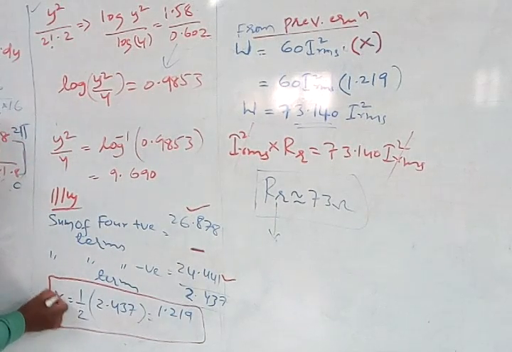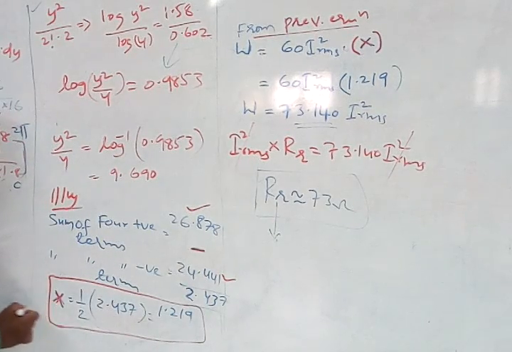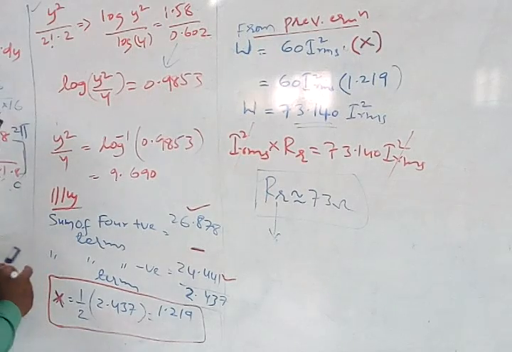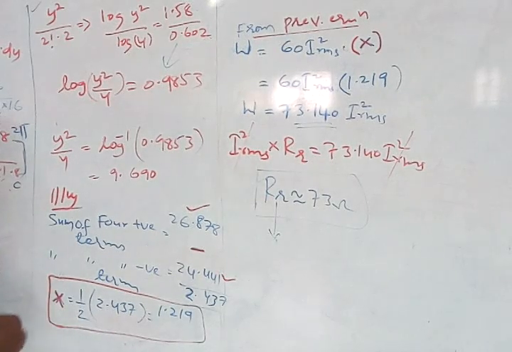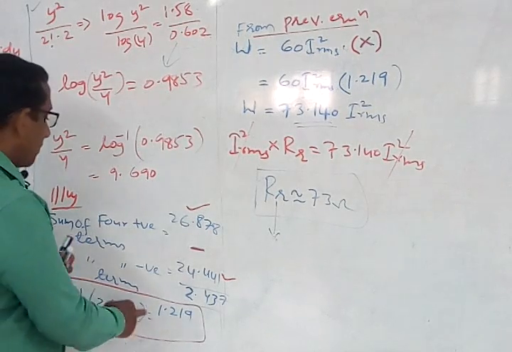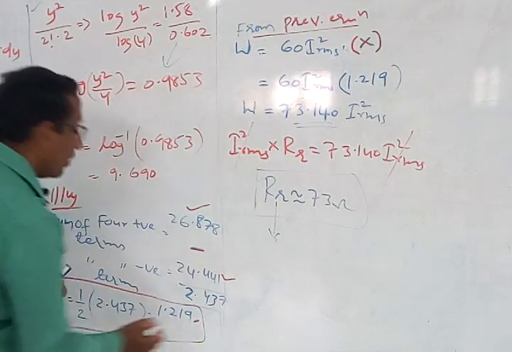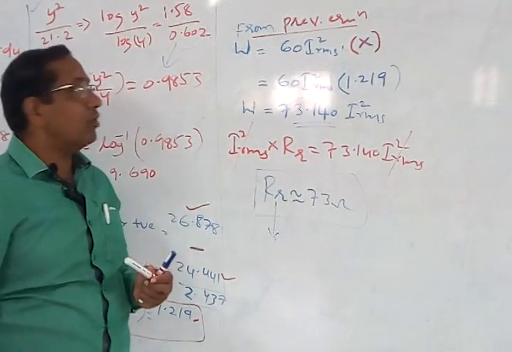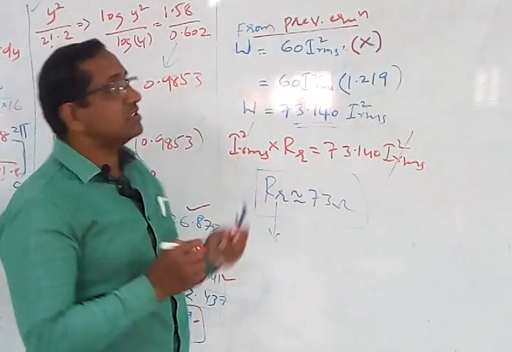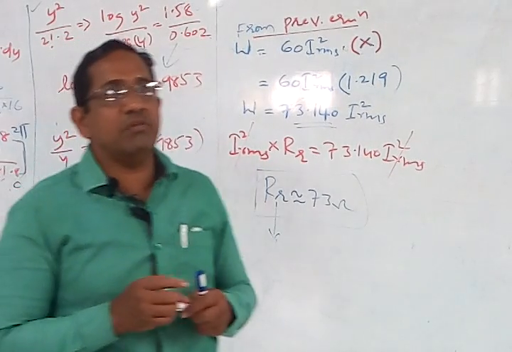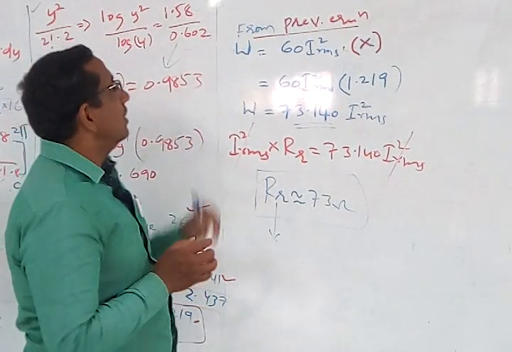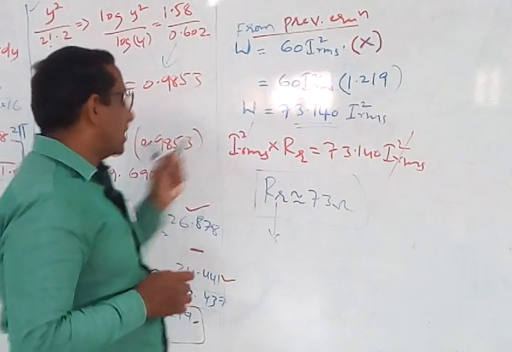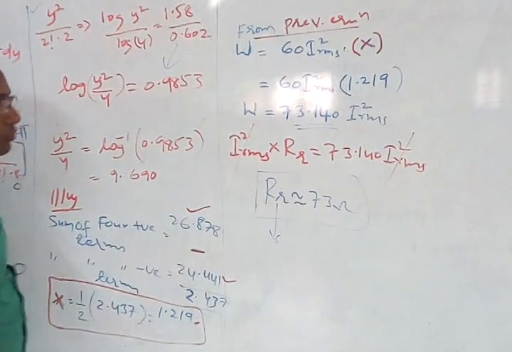Now we already have an expression for x from the previous one. So this is equal to 1 by 2 into this particular factor that we have. Therefore 1 by 2 into this is equal to 1.219. So we get 1.219 as the value of x. Now from the previous equation we have come up to here, and we have solved for x, which we got as 1.219.